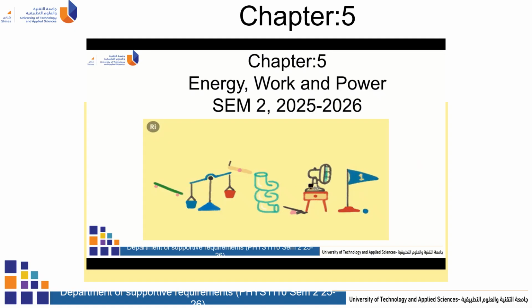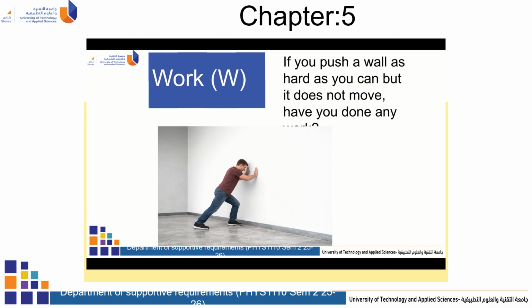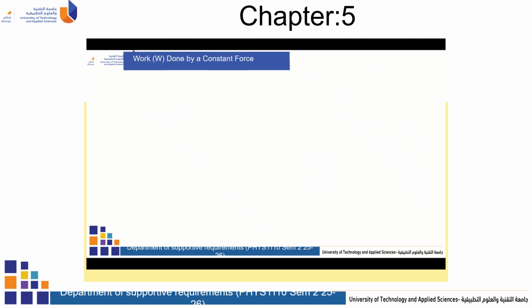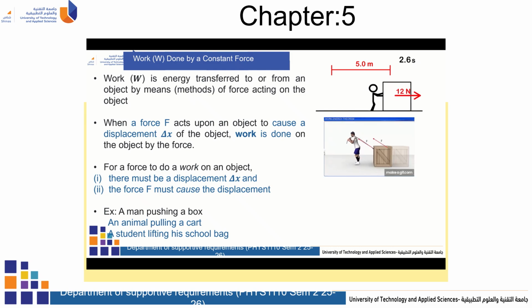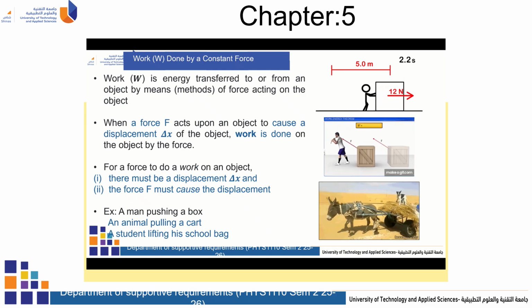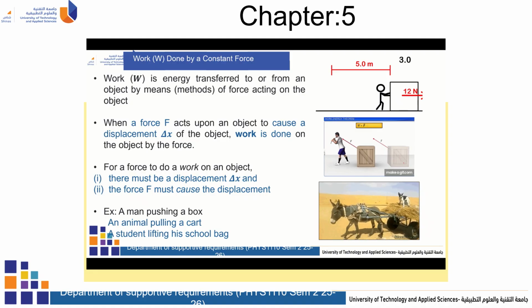This is chapter number 5, and the title of the chapter is Energy, Work, and Power. This diagram is showing that one person is pushing the wall. So this is a kind of mechanical work. And here also, the work is shown with the help of the diagram.